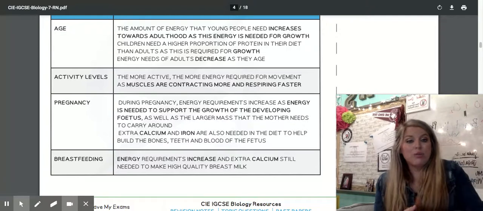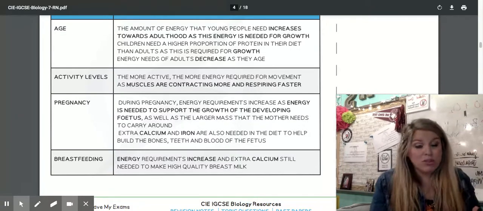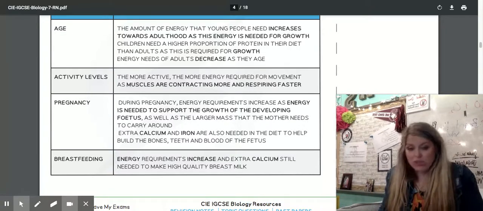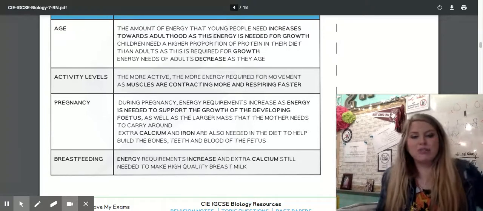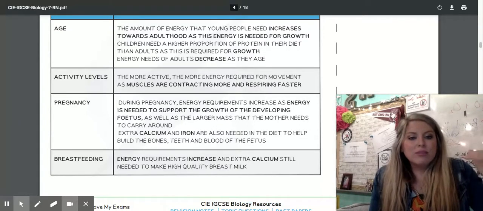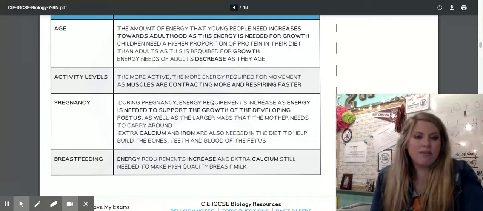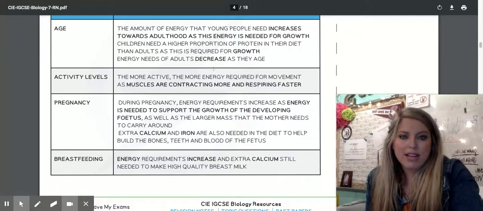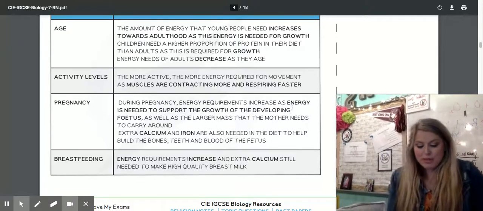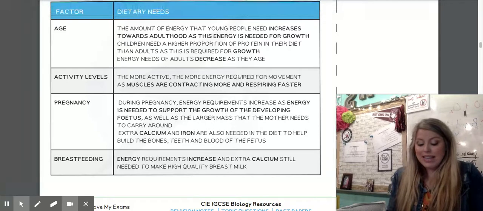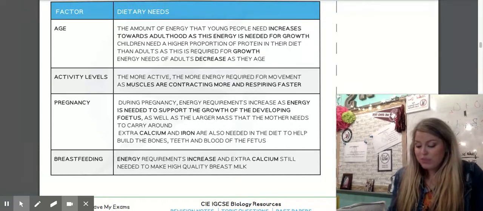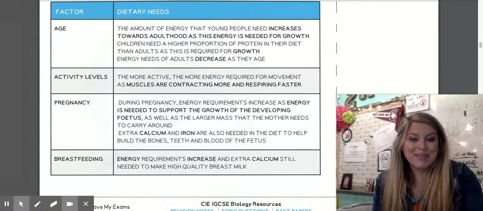Males typically need a little bit more energy than females, and then of course pregnant and breastfeeding females need a little bit more energy resources than a female who is not pregnant or not breastfeeding. And that pretty much wraps up the diet section, and then we will move on to mechanical and chemical digestion.